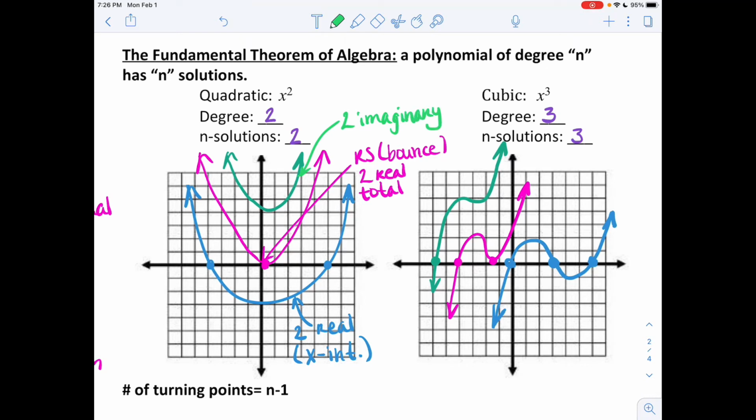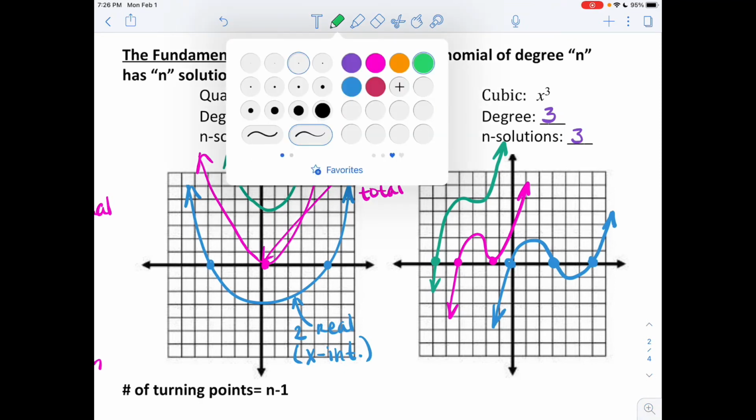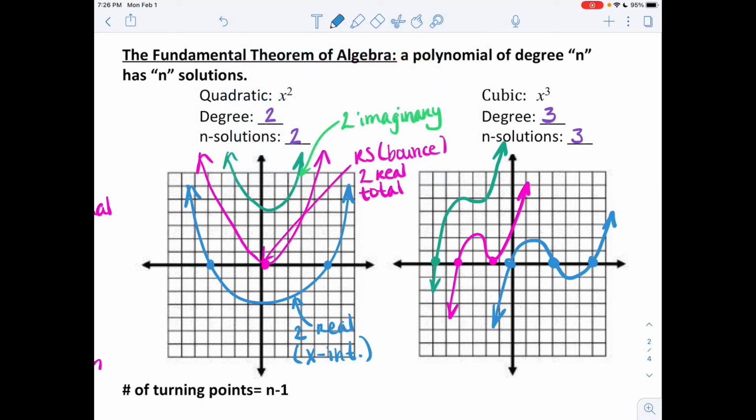Let's look at our cubic now. We're going to start with blue again, and I can physically see 3 solutions. 3 solutions is what I'm expecting, and since I can see them, that means that it's 3 real solutions. Again, those x-intercepts. On the second one, I see that I've got a dot here, and then I also have a dot here, but that's another one of those bounces. So remember that that one counts twice.